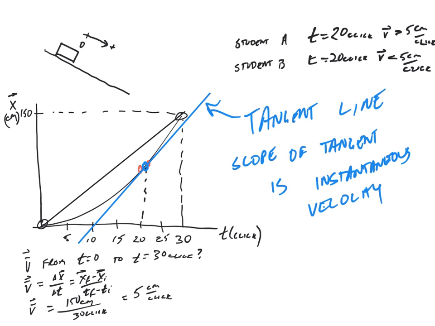So if I draw a tangent line to the curve at t equals 20 clicks, and I find the slope of that line, it's going to be the instantaneous velocity at t equals 20 clicks. And you can see that the slope of that line is going to be bigger than the slope of the connecting line from time 0 to time 30.